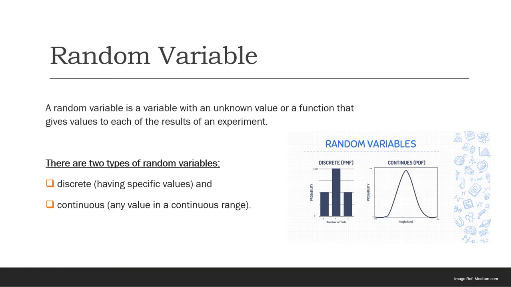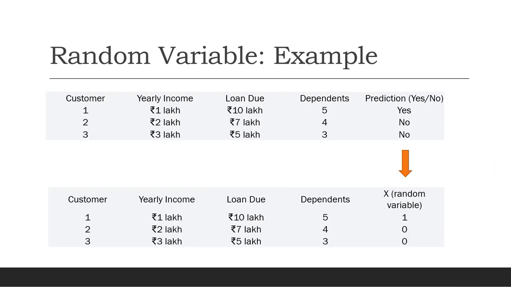Now let's understand the random variable with an example. Let's say we are a data analyst for a bank, and we are trying to find out which of the customers will default on their loan. Obviously that means the customer will stop paying their loans. So based on some data you have collected, we will be doing some prediction here.